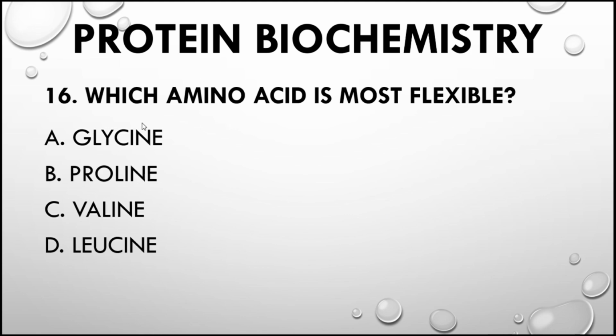Number 16. Which amino acid is most flexible? A. Glycine, B. Proline, C. Valine, D. Leucine. Of course, the correct option is glycine. It has the simplest structure. The R chain is just hydrogen, so it's the most flexible compared to proline, valine, and leucine.